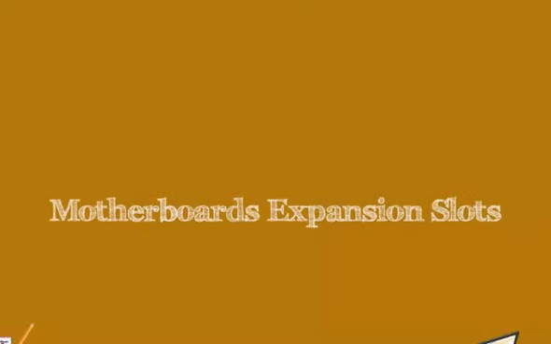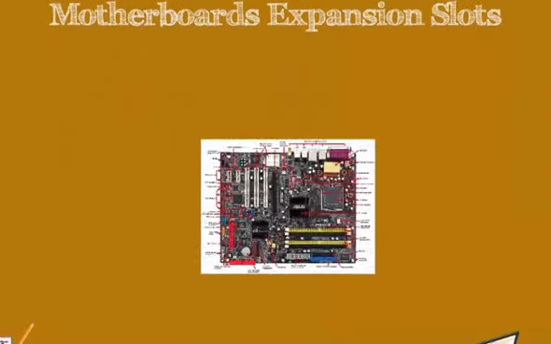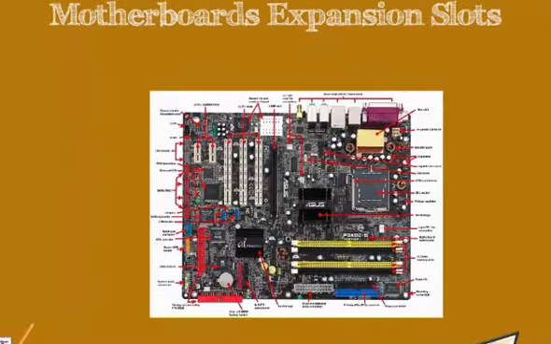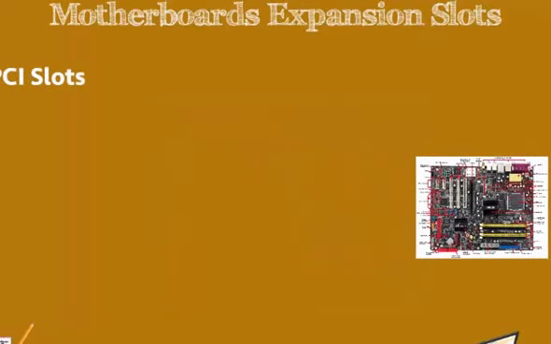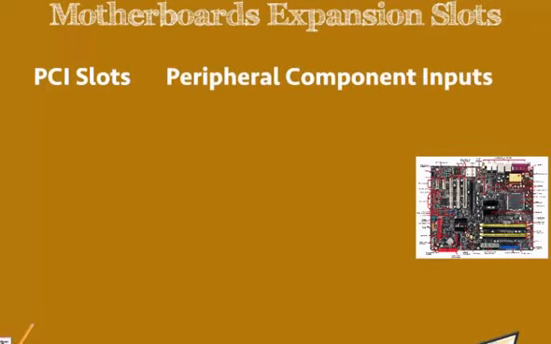We will now talk in detail about the different individual parts that are on a motherboard. Let us first study the various types of expansion slots in detail. The first type of slot that we are going to study are the PCI slots. PCI stands for Peripheral Component Inputs and are very useful slots. There are multiple slots under PCI slots.